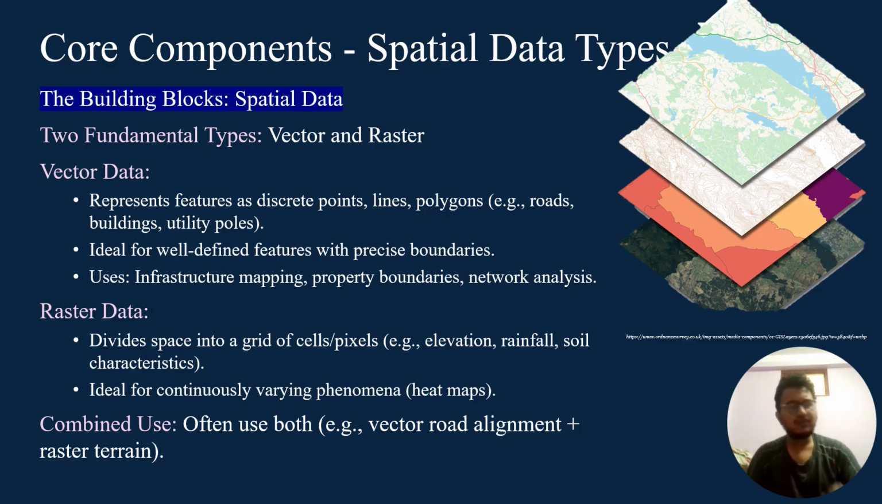For example, when designing a highway, we might use vector data to define the road alignment and raster data to analyze the underlying terrain and soil conditions.